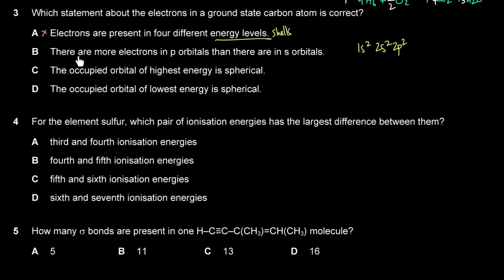Option B says there are more electrons in p orbitals than there are in s orbitals. That's not true. So there's only 2 electrons in p orbitals, but there's 4 in total in the 2 s orbitals. The occupied orbital of highest energy is spherical. No, the highest energy orbital is the 2p orbital. That is a dumbbell shaped orbital. So the answer is D. The occupied orbital of lowest energy is spherical, right? That's the 1s orbital. It has a spherical shape.